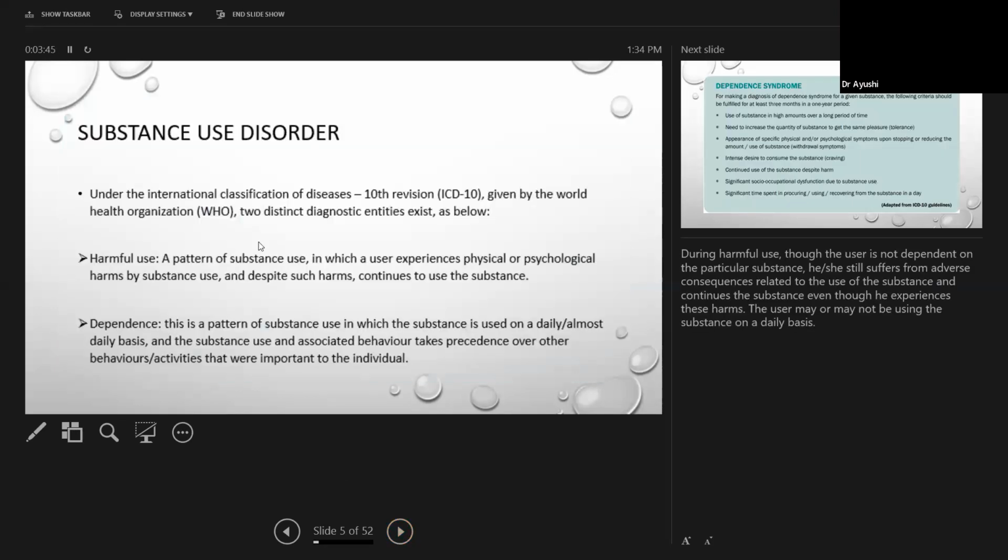So, for substance use disorder, under the International Classification of Diseases, 10th revision, given by the World Health Organization, two distinct diagnostic entities exist. First is harmful use, and second is dependence. Harmful use is a pattern of substance use in which a user experiences physical or psychological harm from substance use, and despite such harm, continues to use the substance. Dependence is a pattern of substance use in which the substance is used on a daily or almost daily basis, and the substance use and associated behavior take precedence over other behaviors or activities that were important to the individual.